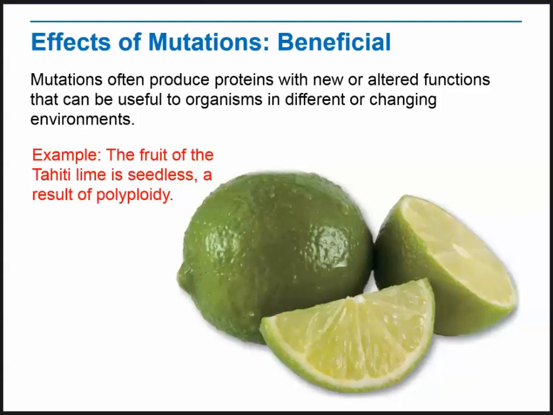Polyploid plants are often larger and stronger than diploid plants. Important crop plants, including bananas and limes, have been produced in this way. Take a moment to create a table in your notes that identifies the major types of mutations.